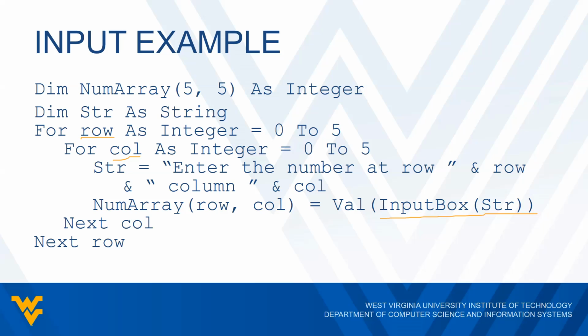And then what we see in the next line is we're going to use our input box method. So we're going to pass the string. So an input box is going to be displayed where we would ask the user to enter the number that's going to be at row 0 and column 0. That's going to be stored as a string. So then we convert that to a number, or an integer in this case, using our val method. And then we're going to store that in our array element with the row and col index values. So what we're doing here is each element of the array, we are going to ask the user to enter a number at that specified row and column.